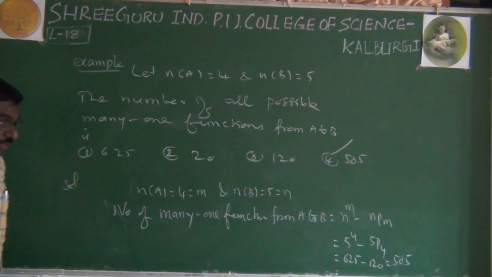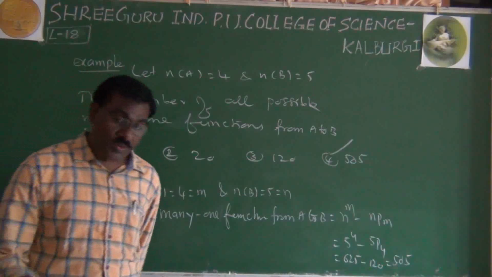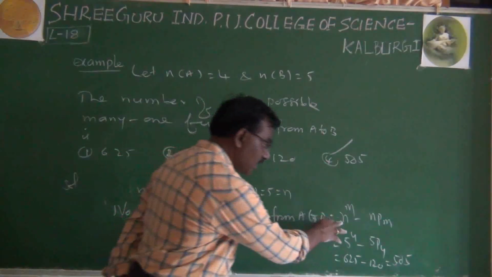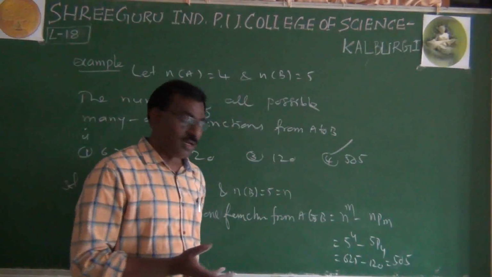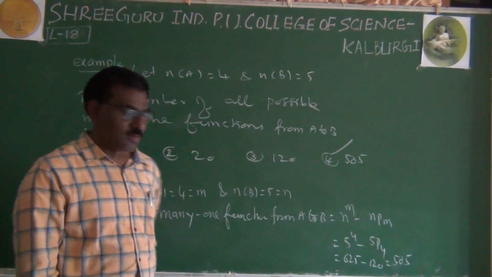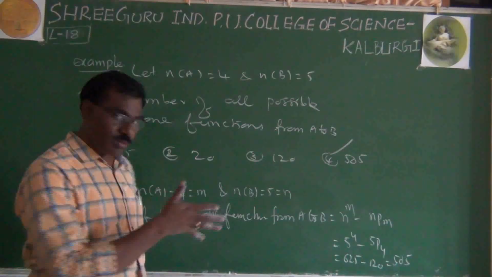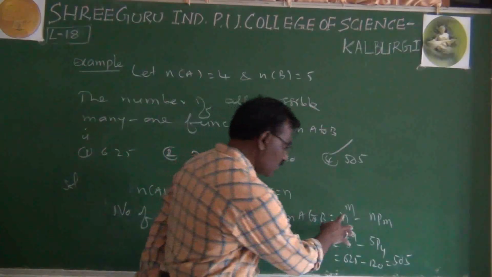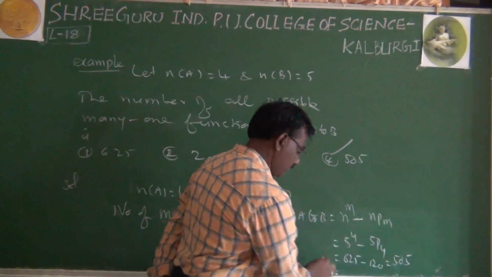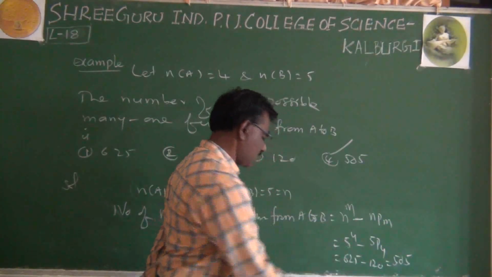So the number of many-one functions from A to B is n to the power m, meaning n of B raised to n of A, minus n of B P n of A. Many times students get confused here with m and n. So n to the power m minus nPm. So your answer, 505, is correct.